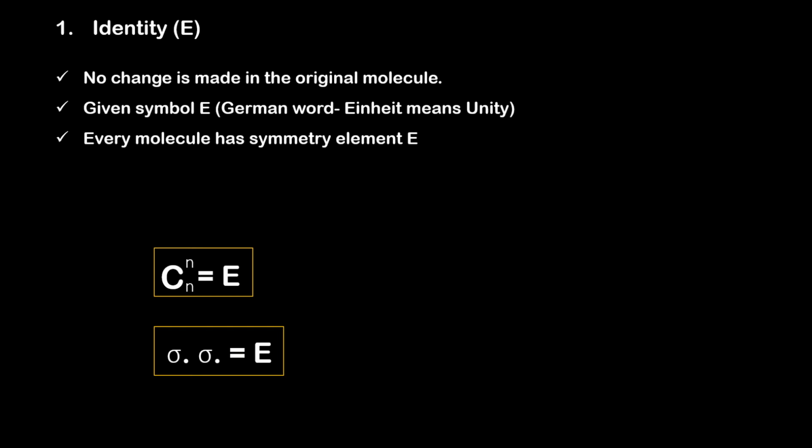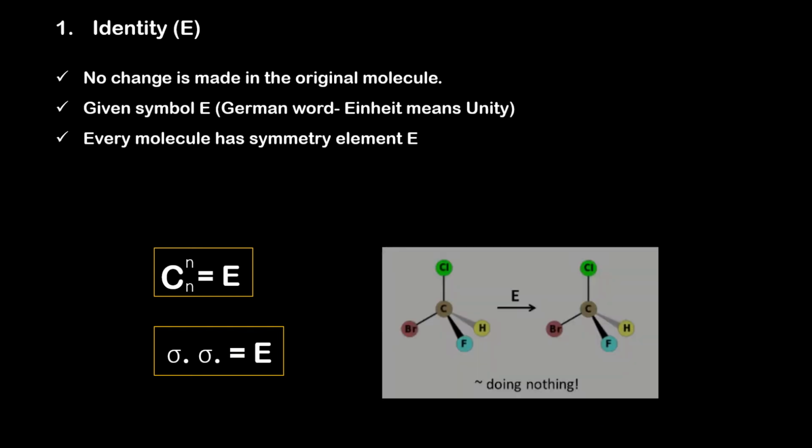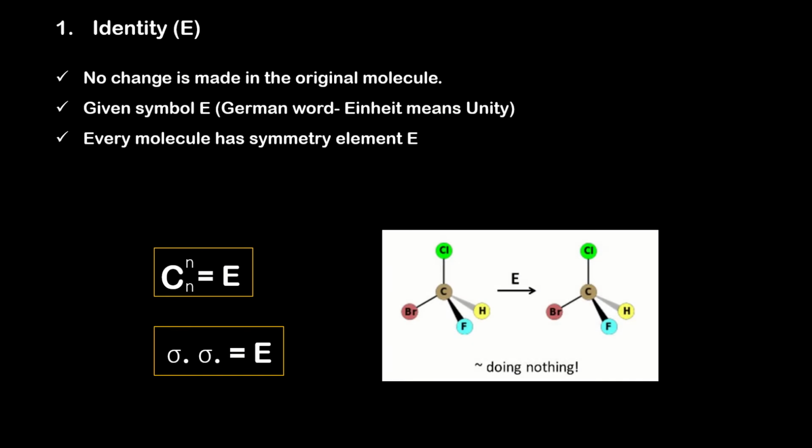It can be understood by taking one example, the example of bromochlorofluoromethane. By applying the identity operation, the molecule remains the same as it is, meaning doing nothing to the molecule. It is an asymmetric object.